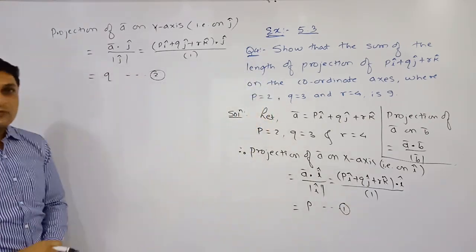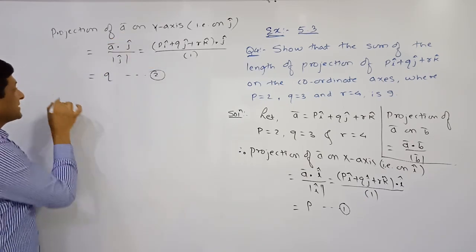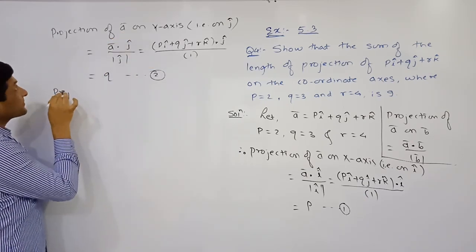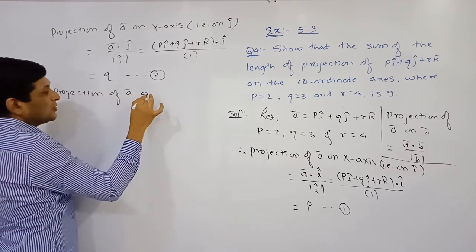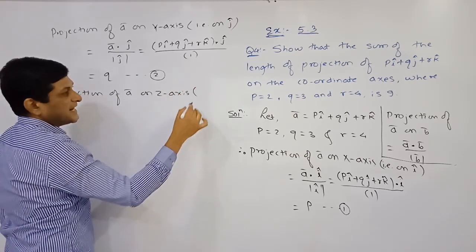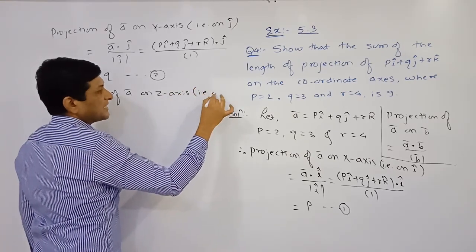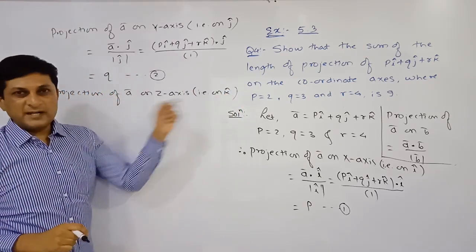Lastly, let us try to find out the projection of this A bar on the third axis, that is the Z axis. Projection of A bar on Z axis. But we know that the unit vector along Z axis is nothing but what? K cap. That is K cap. Means we are finding the projection of A bar on K cap.